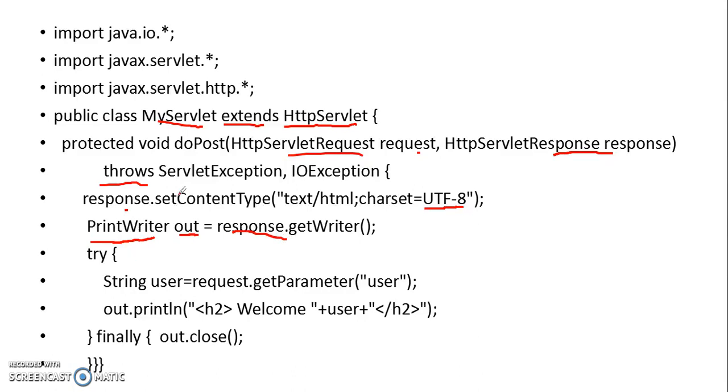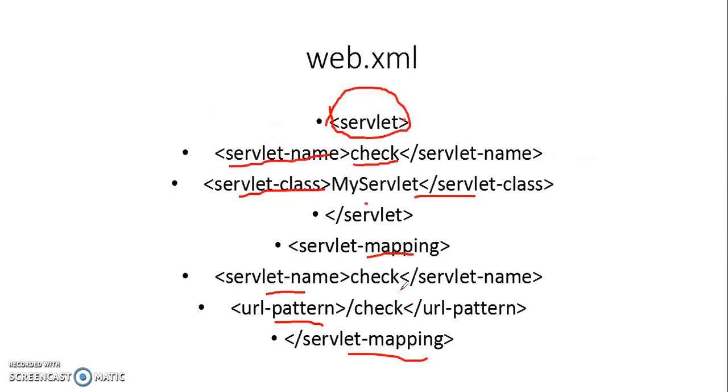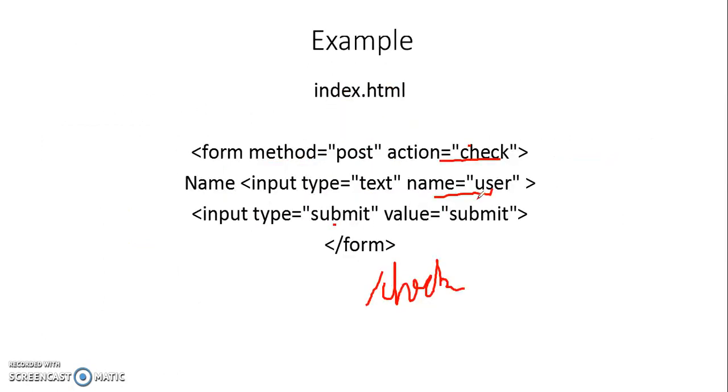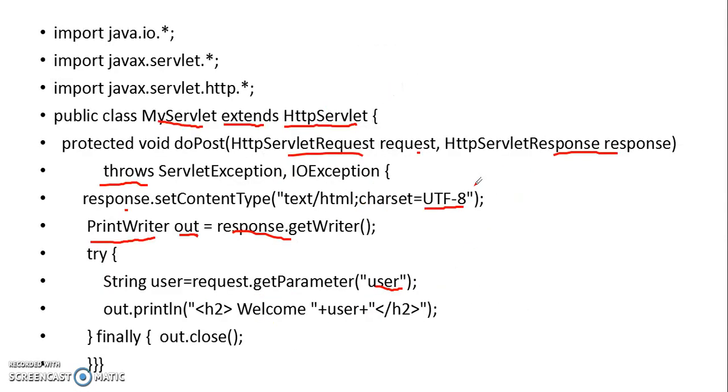So within the try block, we are going to request a parameter, say request.getParameter of user. This user, note this name. This name is the same as the name that we gave in our form. So we are requesting this parameter in our servlet file for further processing. And when we are saying request.getParameter, we are storing it in this string known as user.